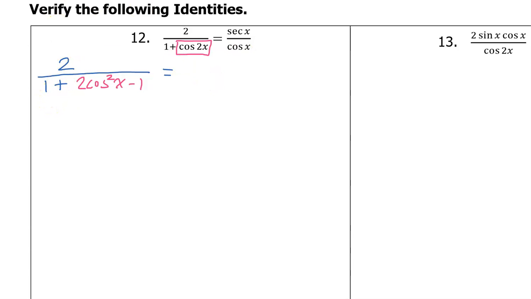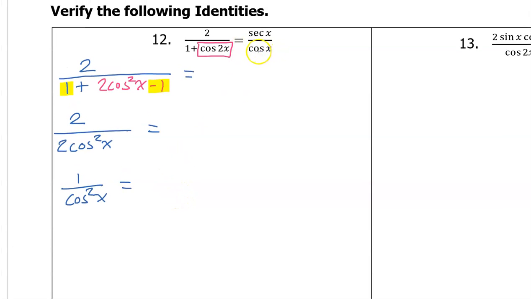I'm noticing that we have like terms right now. I have this 1, and then I have this negative 1. Those will actually cancel each other out. So that's going to leave me with 2 over 2 cosine squared x. These 2's would cancel each other out. That will leave me with 1 over cosine squared x.